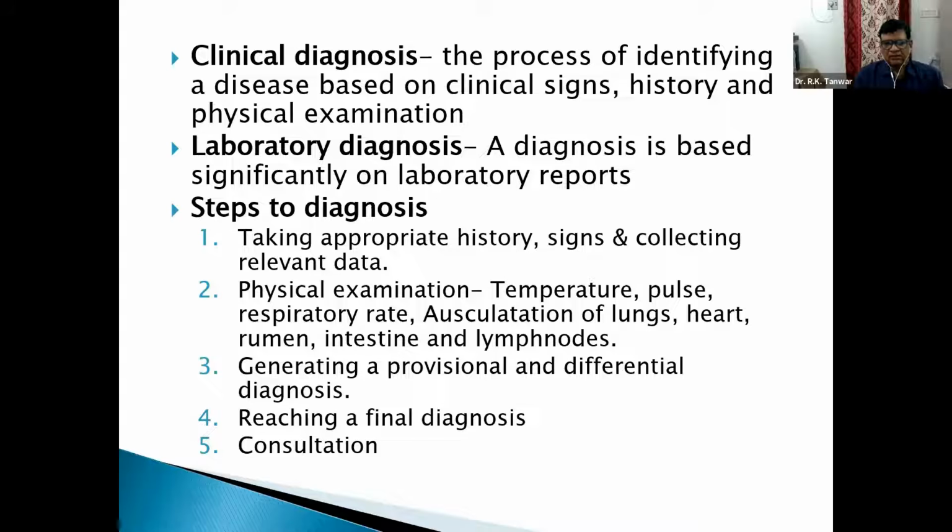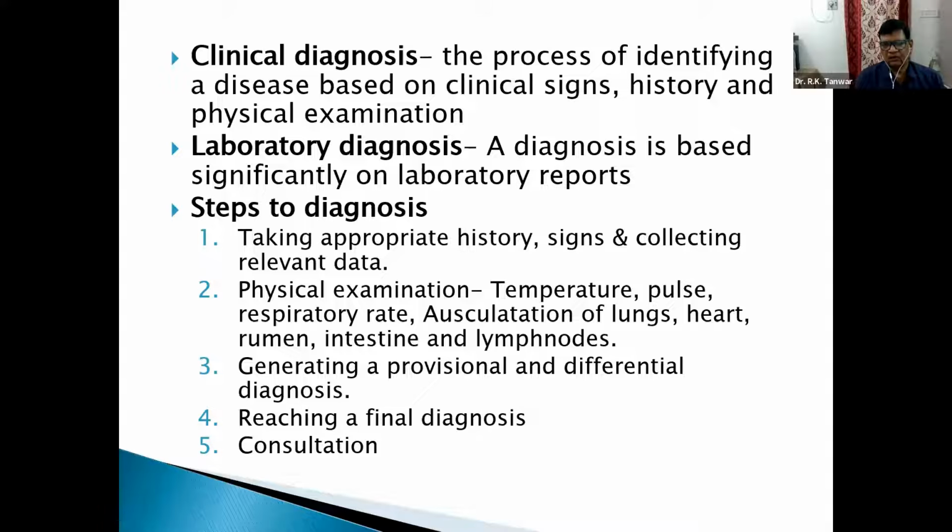These are some steps which we require for diagnosis, that is taking appropriate history, clinical signs, and collecting relevant data from the owner of the sheep or goat, or the flock owner. Then after taking history and signs, we carry out the physical examination, that is temperature, pulse, respiration, auscultation of the lung, heart, rumen, and intestine. Then generating a provisional and differential diagnosis.